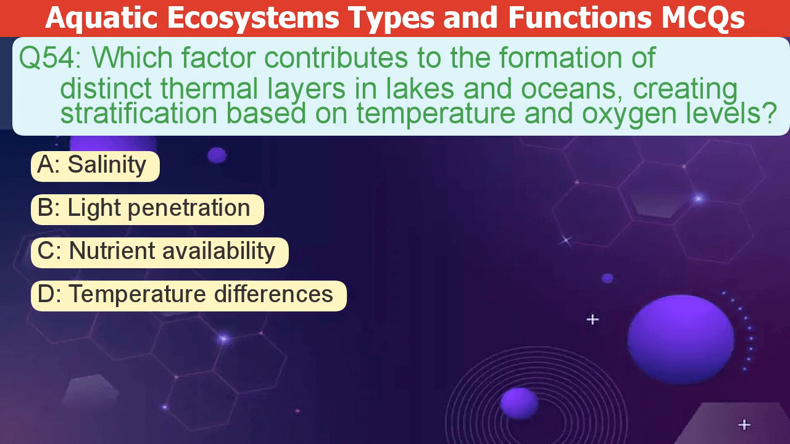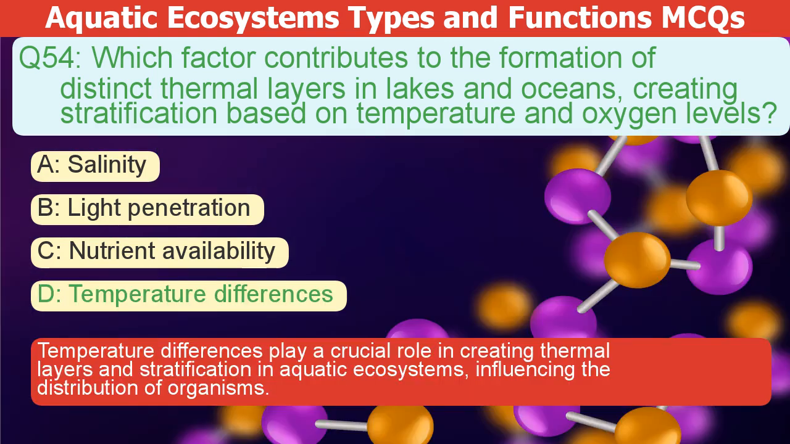What causes distinct temperature layers in lakes and oceans, creating stratification based on temperature and oxygen? A. Salinity. B. Light penetration. C. Nutrient availability. D. Temperature differences. The correct answer is D. Temperature differences are crucial for creating thermal layers and stratification in aquatic ecosystems, influencing the distribution of organisms.